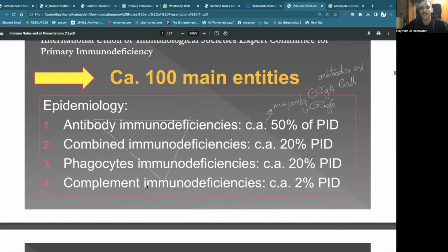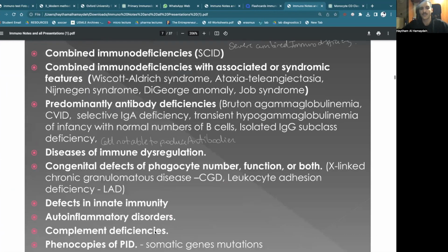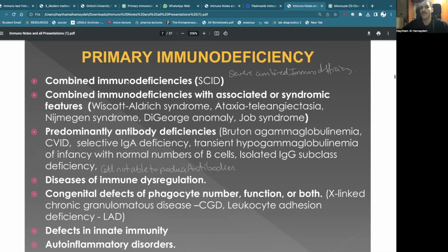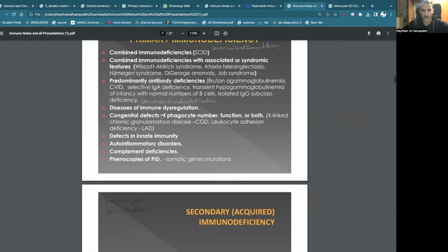Now phagocytes immunodeficiencies is done. So the first 3 points are good. Complement immunodeficiencies, they have not mentioned any examples about it. So just don't worry about it because I've solved some questions and sometimes you see those names and they ask you what type of primary immunodeficiency is, let's say, Wiskott-Aldrich syndrome. So you'd have to select the option that says combined immunodeficiency. Okay, all good? All right, let's move forward.